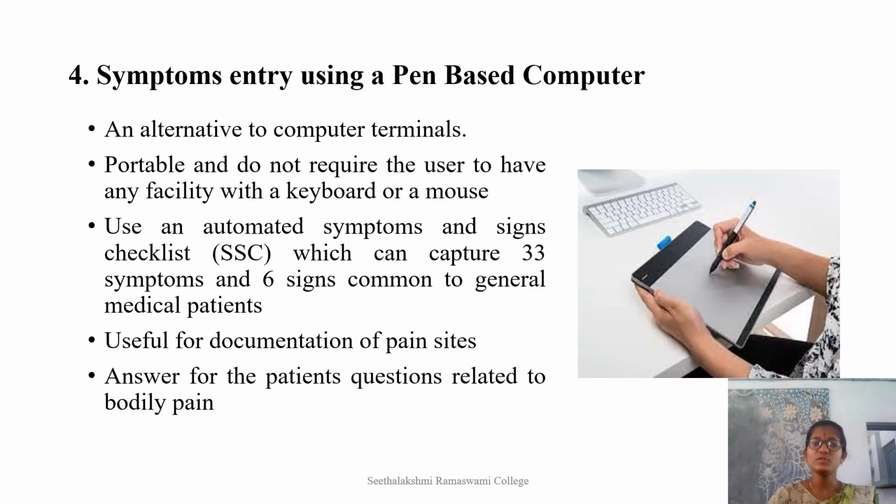Symptoms entry using a pen-based computer. Pen-based computer is an alternative to computer terminals, and this is portable and does not require the user to have any facility with a keyboard or a mouse. A pen-based computer is used for an automated symptoms and signs checklist, which can capture 33 symptoms and 6 signs common to general medical patients. And this is useful for documentation of pain sites, and it may be an answer for the patient's questions related to bodily pain.